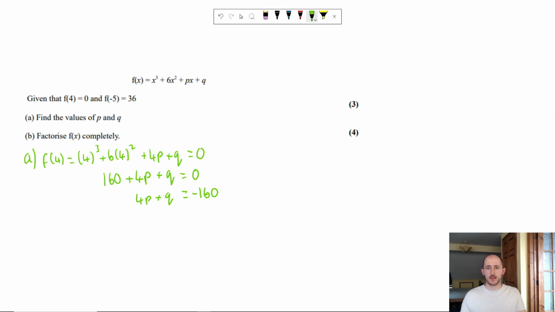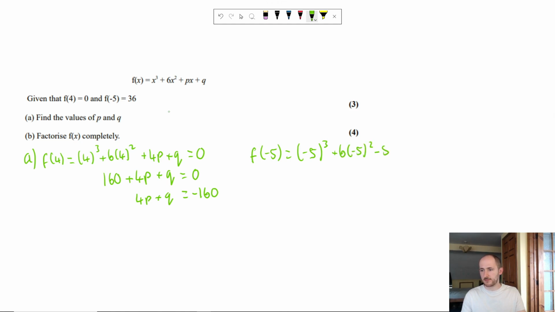Okay, cool. And they also give me this information, f of minus 5 is 36, so why don't I use that as well? And I'm going to do the exact same thing that I just did, except instead of 4, I'm going to put in minus 5. But the actual steps themselves are actually the same.